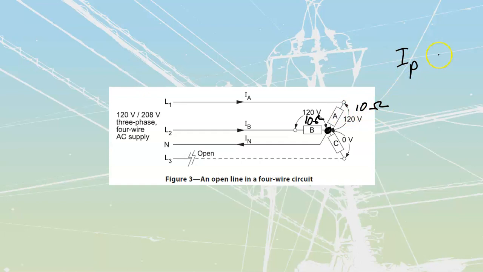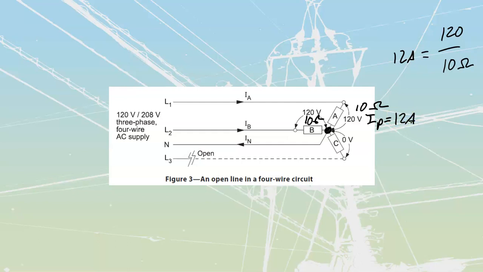I phase is going to be E phase divided by R phase. We've done this calculation before. E phase is going to be 120 volts. R phase is going to be 10 ohms, which means that my current is now going to become 12 amperes. So I can say that my I phase is equal to 12 amps.